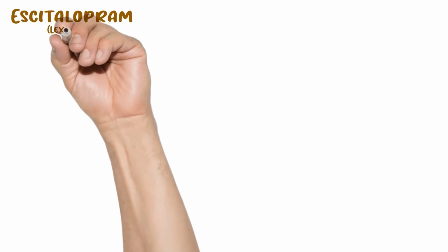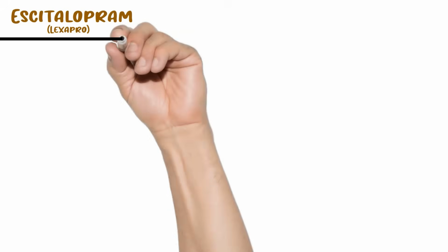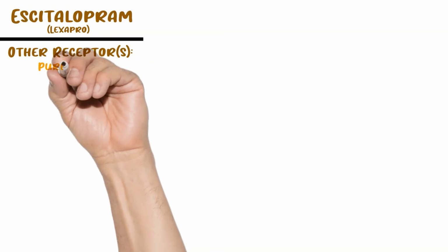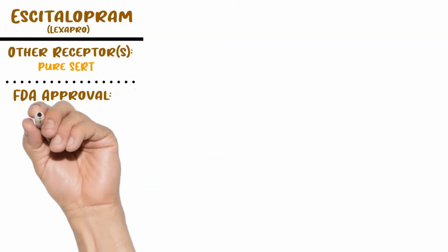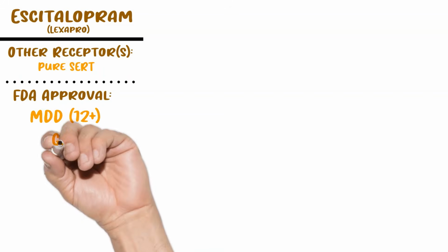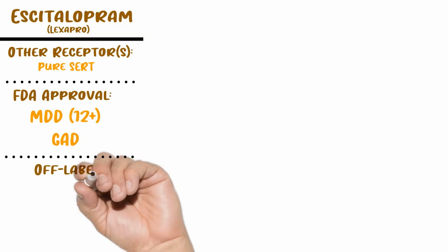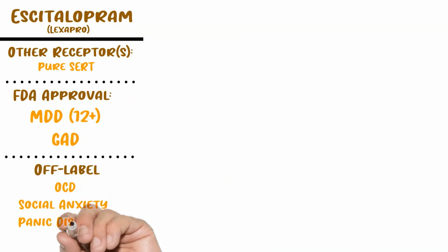Now, the next antidepressant I'm going to talk about is Escitalopram, which is Lexapro. The other receptors it hits is basically none. It's the purest SSRI, so it basically just hits SERT. It's FDA approved for depression in children over 12 and for generalized anxiety disorder. And it's used off-label for OCD, social anxiety, panic disorder, and PMDD.